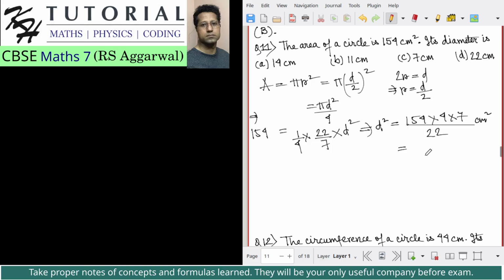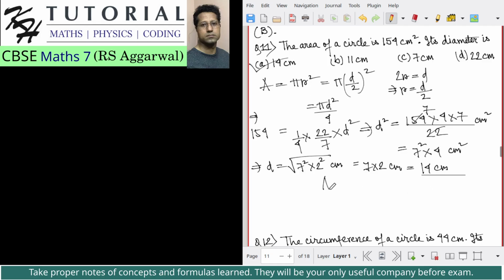So this becomes 7 square multiplied by 4 centimeter square. So d will be equal to the square root of 7 square multiplied by 2 square centimeter, which is equal to 7 multiplied by 2 centimeter, which is equal to 14 centimeter. So the diameter of the circle is 14 centimeter. Hence the correct choice is A.